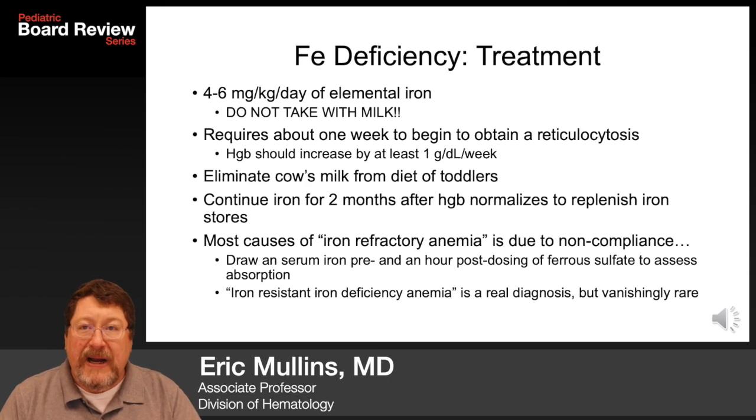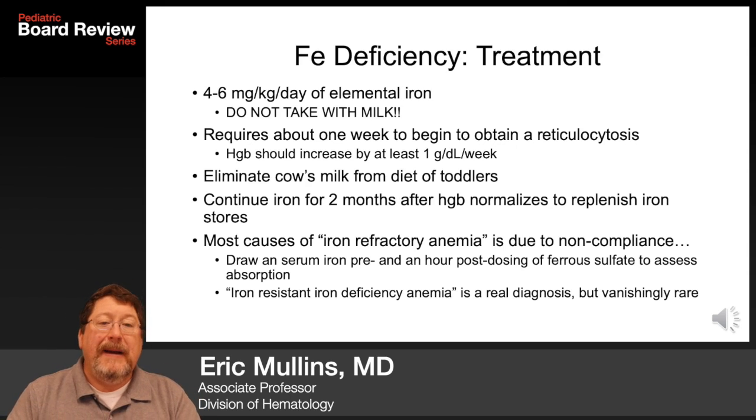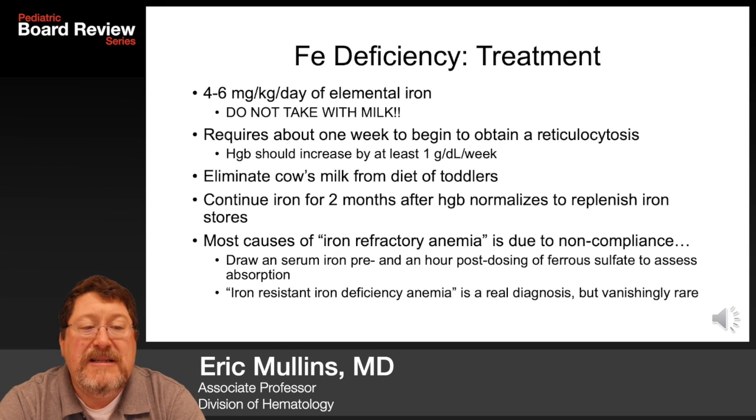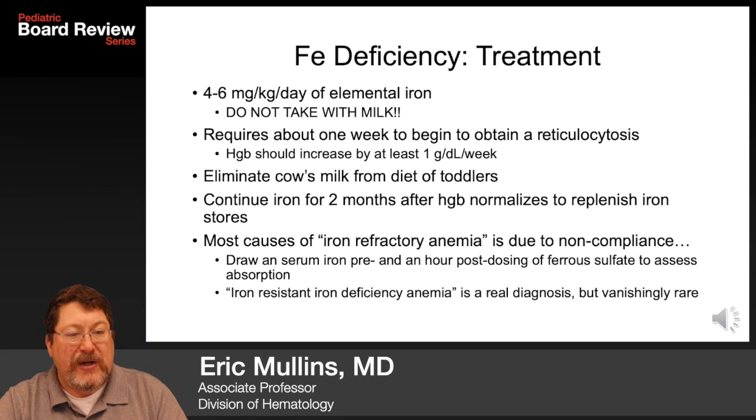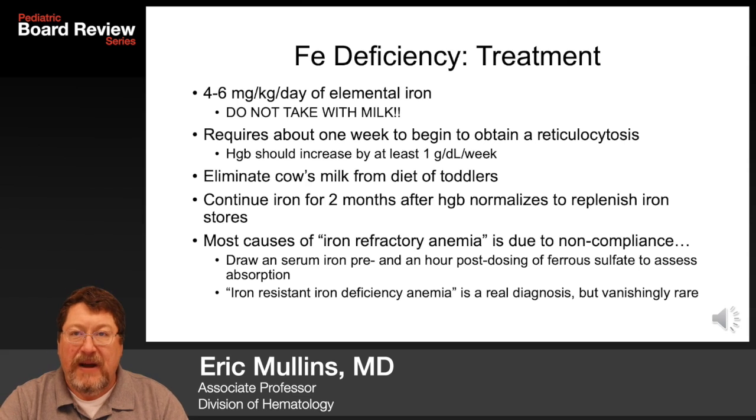So when we think about how to treat iron deficiency, treating is typically with elemental iron. Ferrous sulfate is still the main way to treat. There are alternative methods, but we still prefer the PO route. You need to replace with 4 to 6 milligrams per kilo of iron per day. You can divide that into twice daily or 3 times daily dosing, just depending on ease.